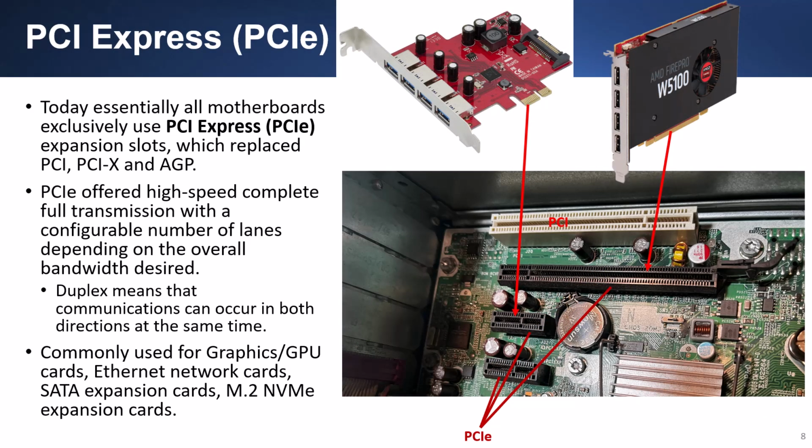Today, essentially all motherboards exclusively use PCI Express expansion slots, which replace PCI, PCI-X, and AGP. PCI Express is often shortened to PCIe. PCI Express offered high-speed, full duplex transmissions with a configurable number of lanes depending on the overall bandwidth desired. Duplex means that communications can occur in both directions at the same time. PCI Express is used for graphics cards, network cards, SATA expansion cards, M.2 non-volatile memory express cards, sound cards, and capture cards, just to name a few.